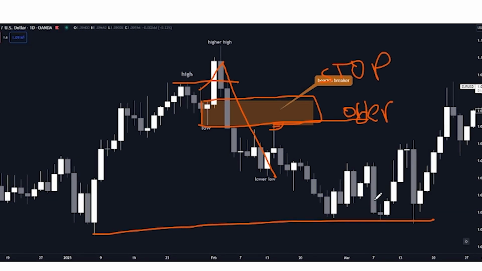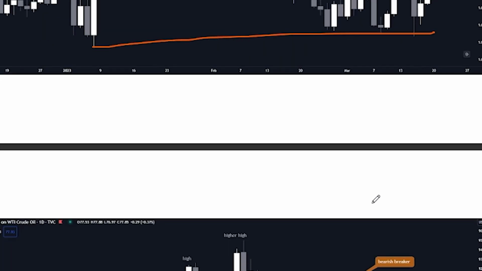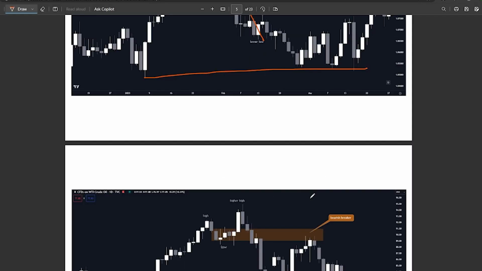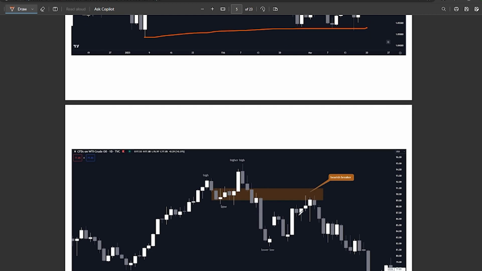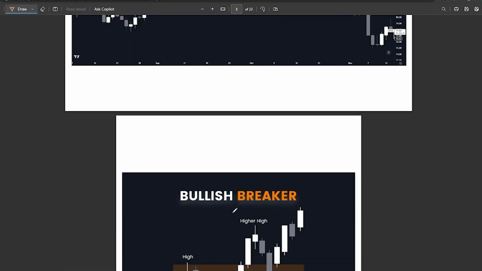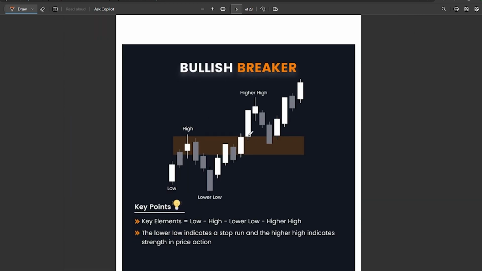Now let's move to our second topic, that is bullish breakers. Also, I have added 2 examples per order block, so you can view the second example in your spare time, because if I view the second example as well in the video, it will get too long. So let's move to our second topic, that is bullish breakers.